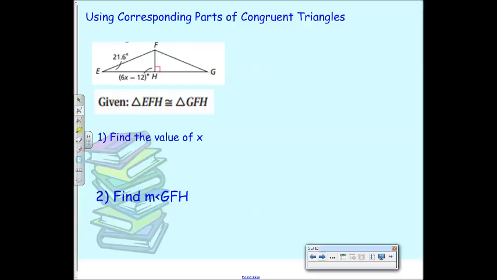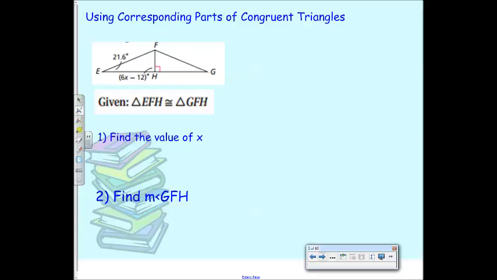What do I know? I know they're congruent, right? What else do I know? H is a right angle. This angle right here is a right angle, right? So if this angle right here, FHG, is a right angle, what else can I assume?